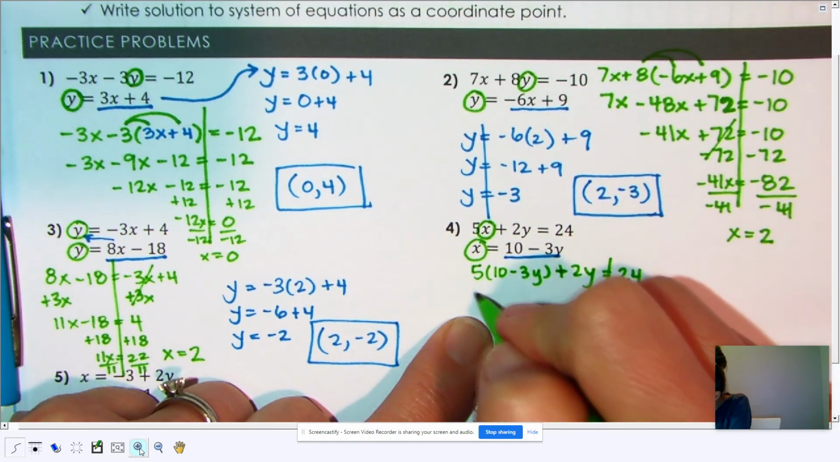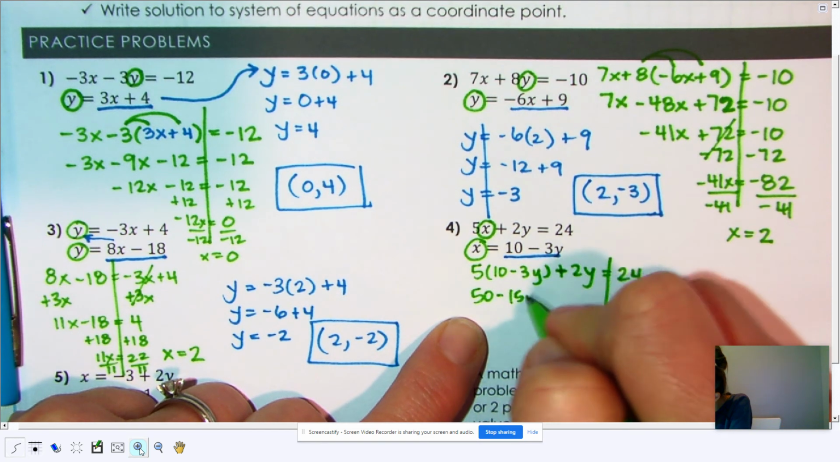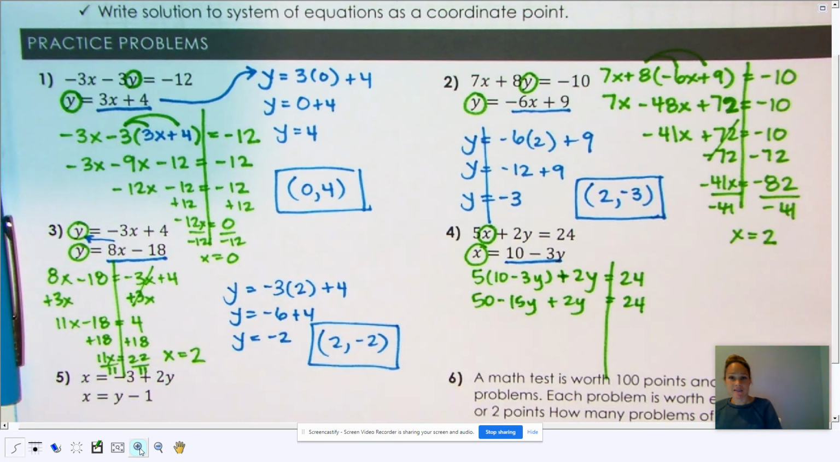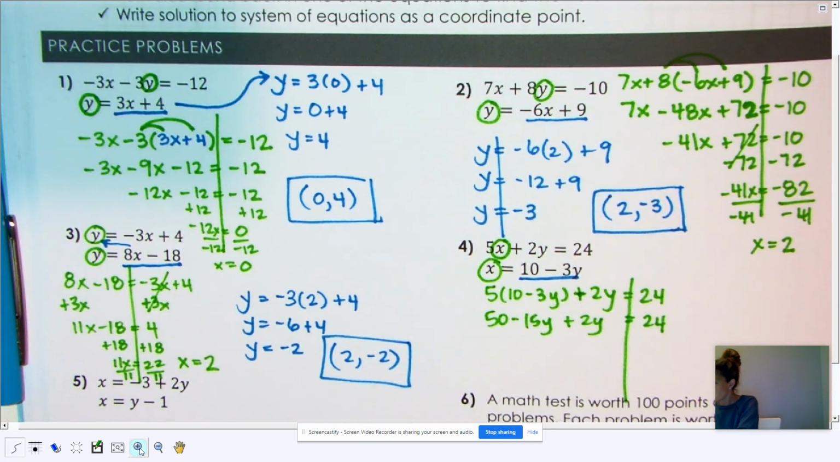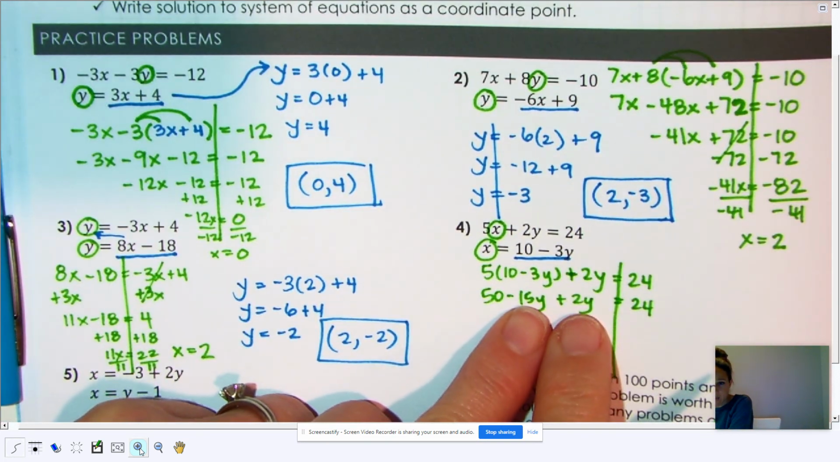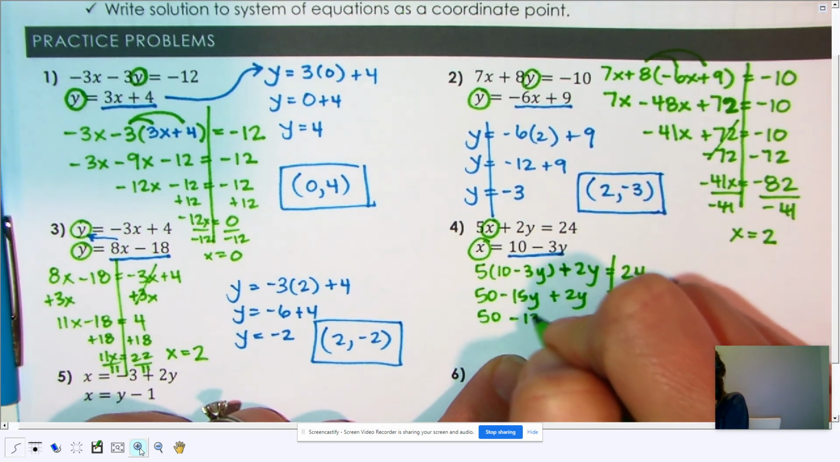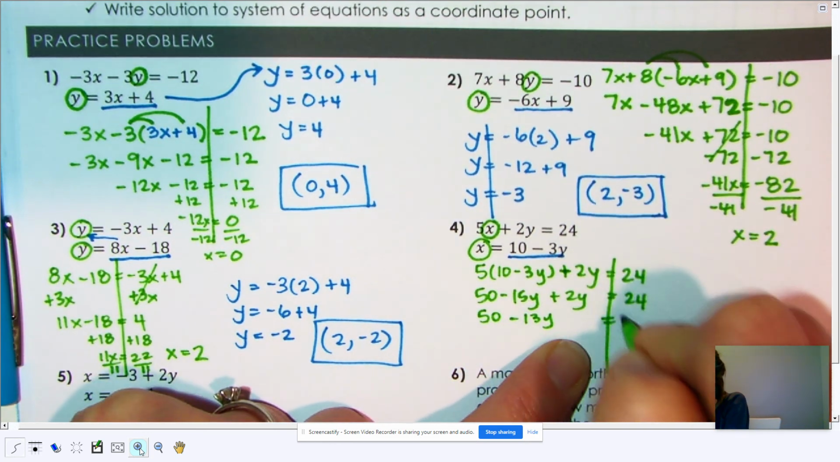So now I'm going to distribute. So I have 50, take away 15y, plus 2y is equal to 24. I'm going to see, is there anything I can combine, any like terms? Well, there's y's here, so I could put those together. So I'm going to write 50, take away 13y is equal to 24.